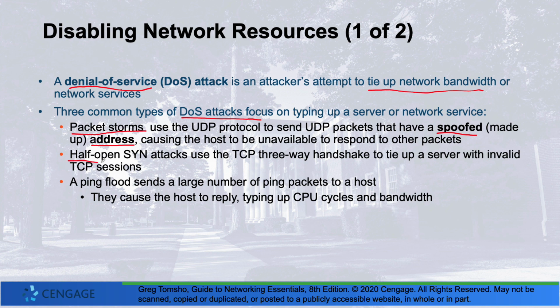A half-open SYN attack uses the 3-way handshake, and it ties up your server, not your bandwidth. It uses all of the memory in your server by making connections to it that are not legitimate connections. I can also send a ping flood, which uses ICMP, and I send a large number of ping packets to a host. Your computer has to process those, so they tie up your CPU cycles and your bandwidth.